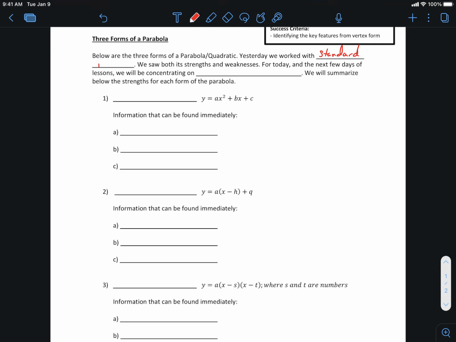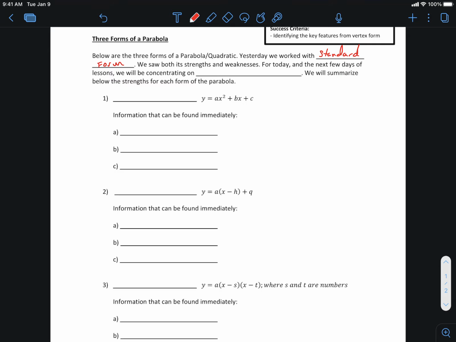Okay, so yesterday we were working with standard form. We saw both its strengths and weaknesses. Standard form couldn't tell us anything about where the graph crossed the x-axis, so the x-intercepts, and it couldn't really tell us anything about the vertex either, right? Those were its weaknesses, but we could see the direction of opening and the y-intercept. Those were its strengths, that the other two couldn't do as easily.